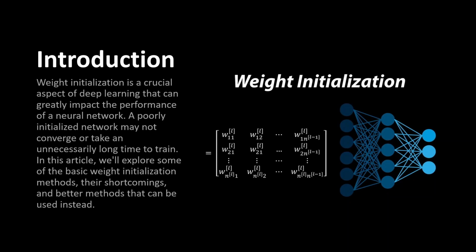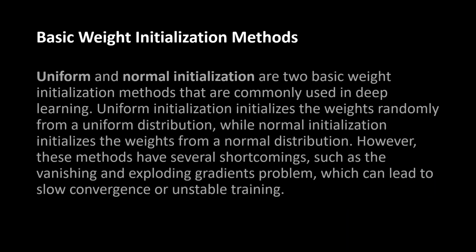and their shortcomings or disadvantages, and then we will move on to the better weight initialization techniques that can be used instead of the traditional methods. So, moving on to the basic weight initialization methods, there are predominantly two weight initialization methods, which are uniform initialization and normal initialization. These are the two weight initialization methods that were commonly used.